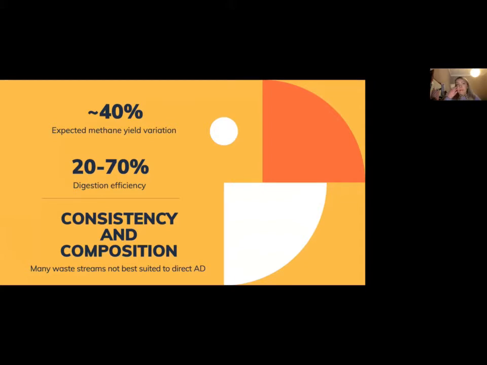However, it is widely recognized that the true potential of anaerobic digestion is not being met. In full-scale systems, the expected methane yields can vary by as much as 40%, and digestion efficiency is reported to vary from as much as 20 to 70%. And particularly for low-rate systems, it's often highlighted that a waste stream that is consistent in composition and characteristics is best for direct anaerobic treatment.